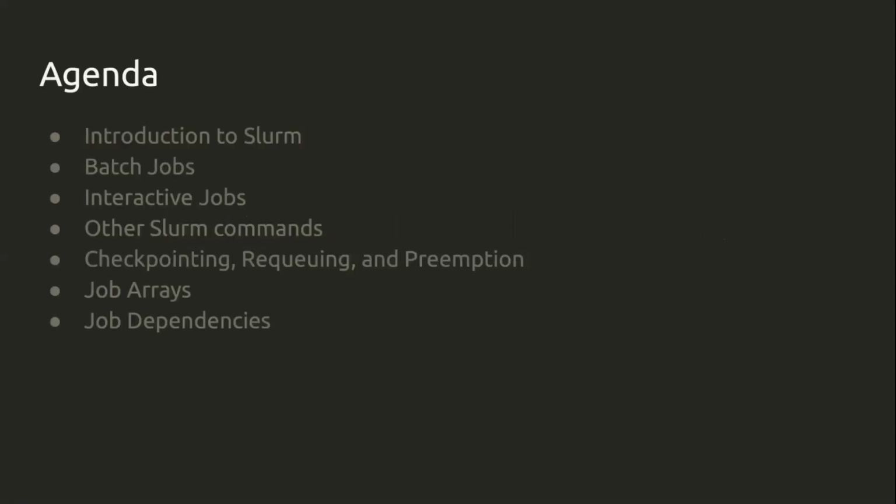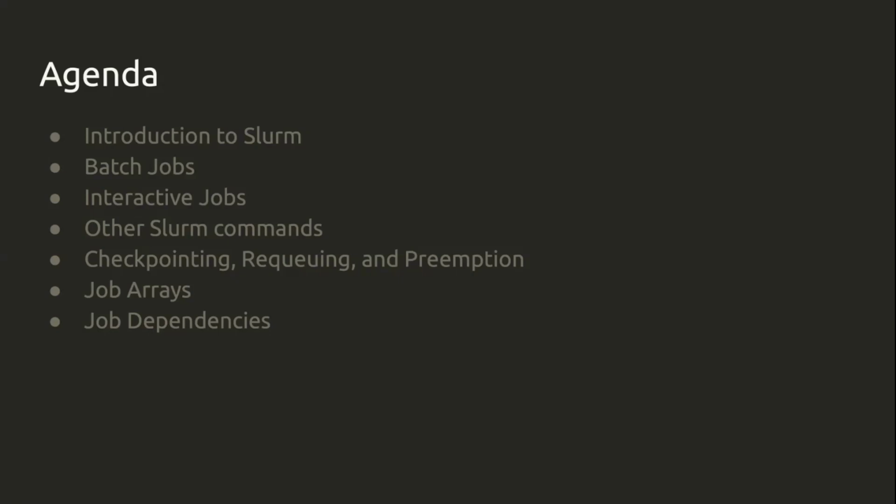So our agenda today, we're going to go over a brief introduction on what Slurm is and what it does for the supercomputer. We'll talk through batch jobs. We'll talk about interactive jobs. And then we'll go over some other helpful Slurm commands that you might find useful. From there, we'll also talk about checkpointing, requeuing, and preemption, and job arrays and job dependencies.